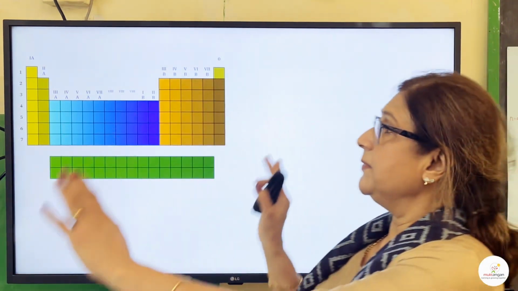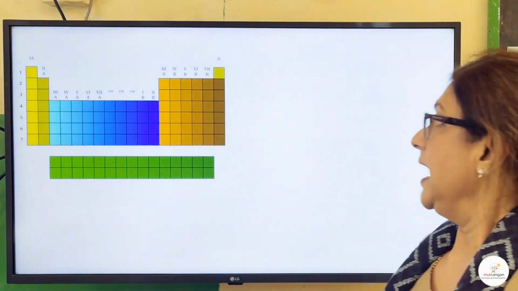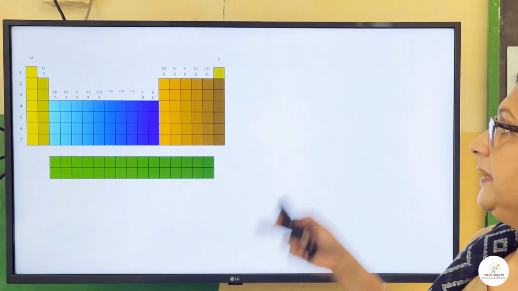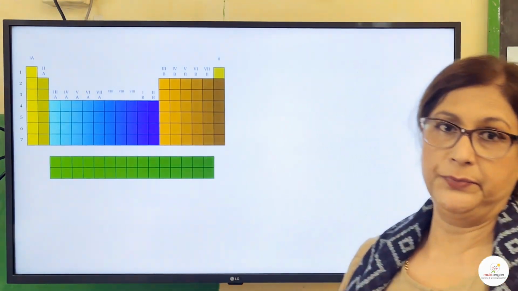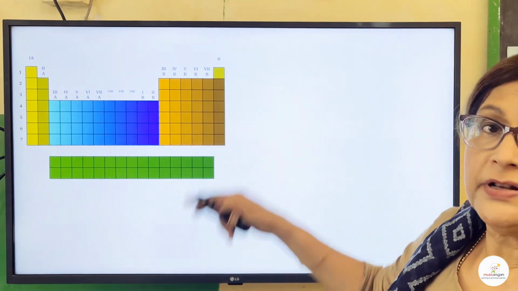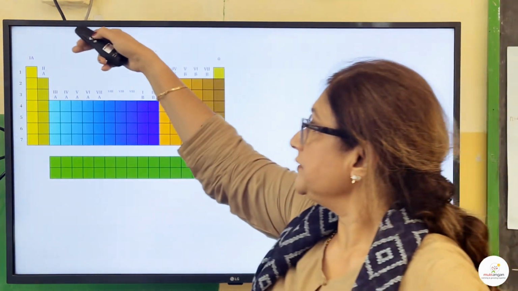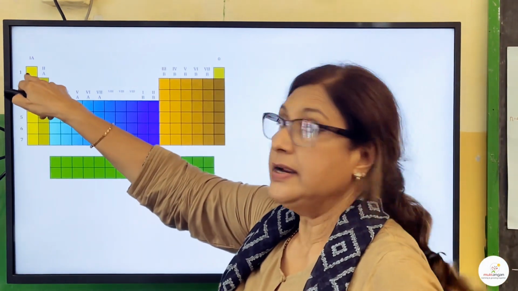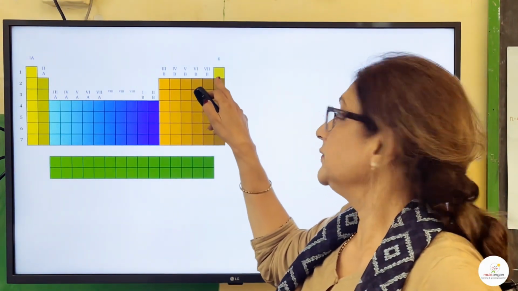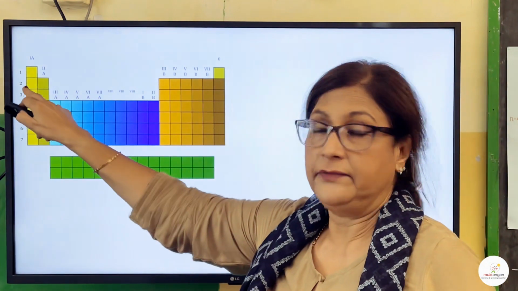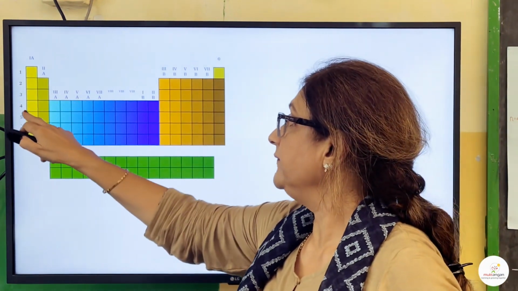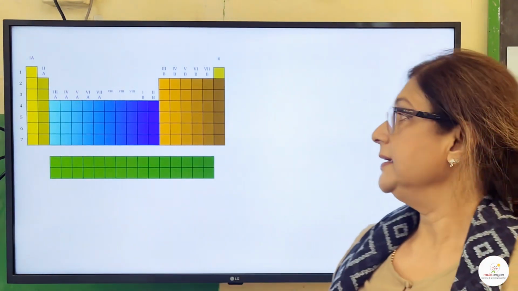So this is the modern periodic table. And as you already know, the periodic table has been divided into periods and groups. So there are 7 periods. Starting from the top, this is period 1. And remember, this yellow square which you see here, that is also part of period 1, then period 2, 3, 4, 5, 6 and 7.